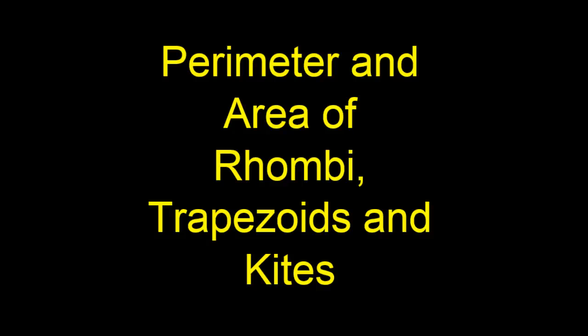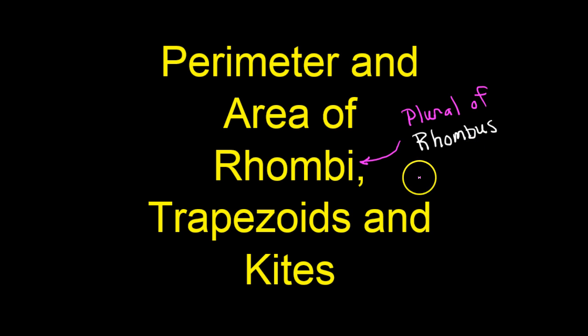This lesson is about the perimeter and area of rhombi, trapezoids, and kites. Apparently rhombi is the plural of rhombus, which makes me feel silly for all the times I've said rhombuses. Here's some background information you need to know before we get started.